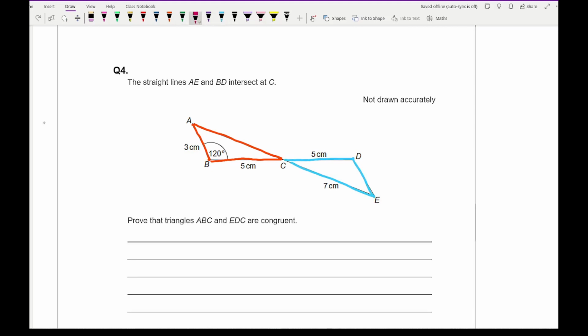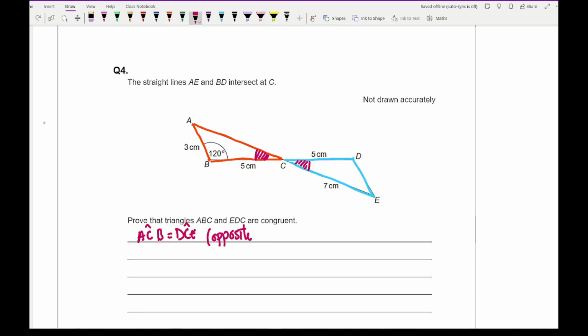Now, it's all going well marking on the diagram, but you also want to make sure that you are writing the correct aspects. So here, what I noticed straight away is that this angle is going to be the same as this angle because they are opposite. So angle ACB is equal to DCE, and the reason for that is because they are opposite.